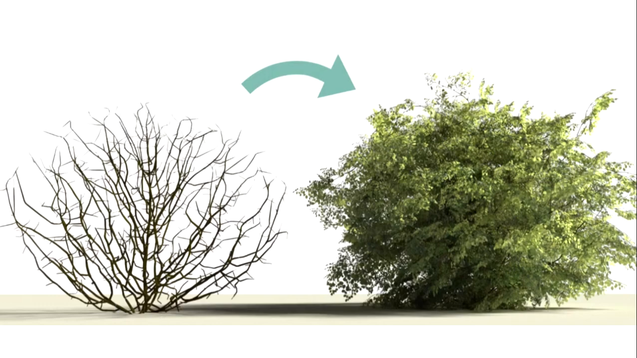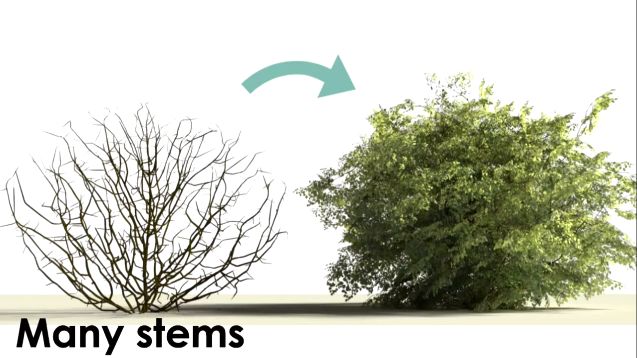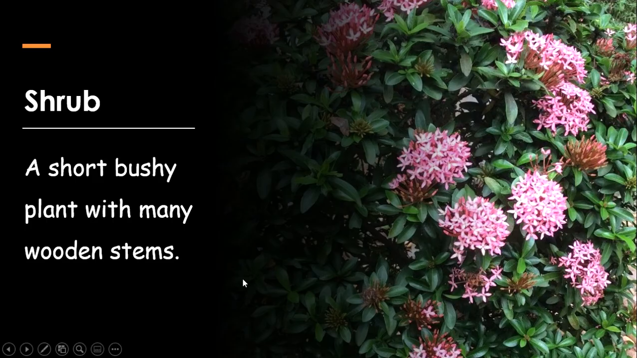So shrubs have many stems. They don't have one main trunk like a tree does. Instead, they have many tiny stems. Okay? So a shrub is a short bushy plant with many wooden stems, and this flower here, an Ixora, is actually a shrub. It's a short bushy plant with many wooden stems.